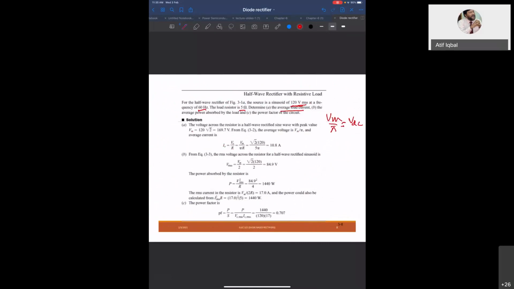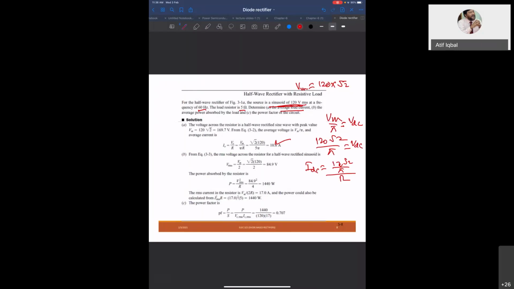And what is Vm? Now here you will use this root 2 equation because this is a sinusoidal source of 120 volt. So you multiply 120 volt by root 2 to get the peak value. So root 2 into 120 is your Vm. So 120 root 2 divided by pi is your average DC output. And then to get the DC current, you divide this voltage by R. So you get 10.8 ampere. Understand? Yes, Professor.